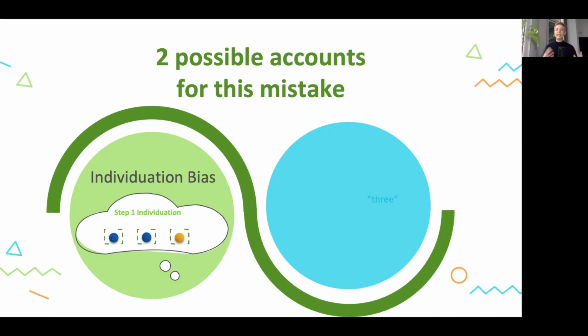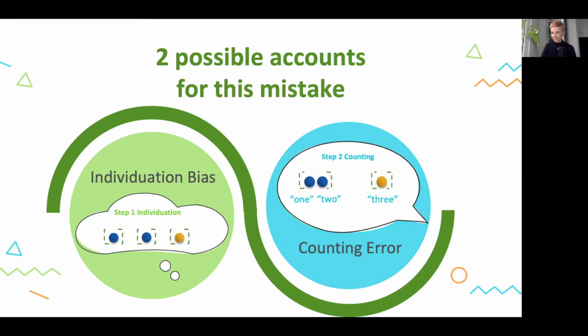Children might have a bias to take every discrete object and individuate it into its own mental unit. They then go on to count everything they think is a unit. We can see how this would lead to the mistake that we saw earlier. An alternative explanation is that the mistake doesn't happen during individuation, but during counting.